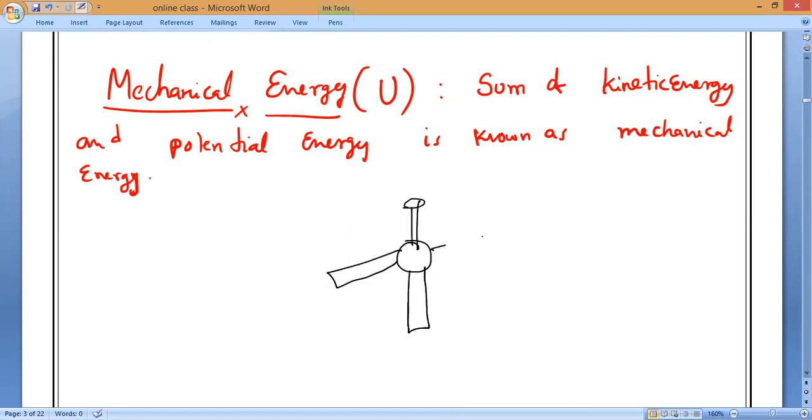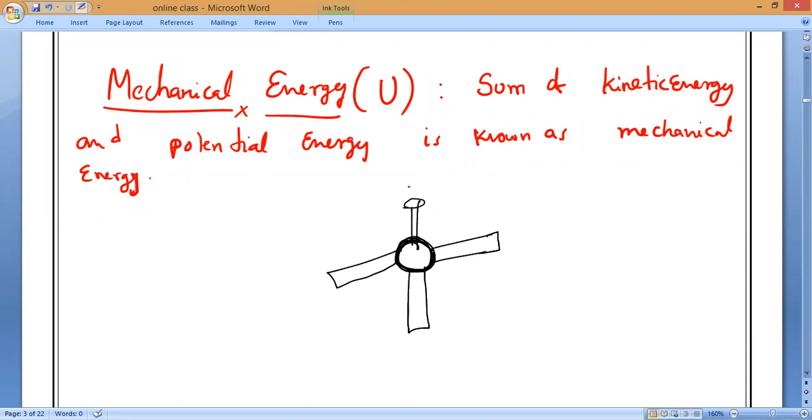So if you take our ceiling fan, we all know that when the fan is off, what energy is it possessing? The switch is off. Then what energy will it possess? It is in a state of rest, but it is above the ground. What energy? Potential energy, sir. It only possesses potential energy.